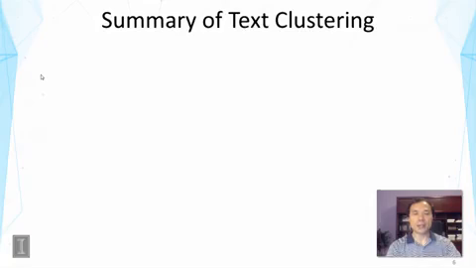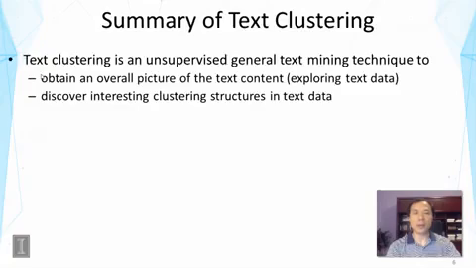So to summarize, text clustering is a very useful unsupervised general text mining technique. That's particularly useful for obtaining an overall picture of the text content, and this is often needed to explore text data. And this is often the first step when you deal with a lot of text data. The second kind of application is to discover interesting clustering structures in text data. And these structures can be very meaningful.